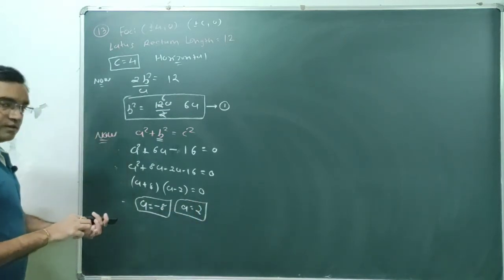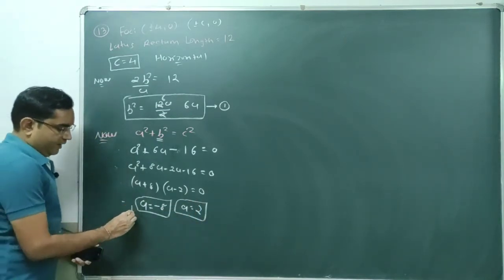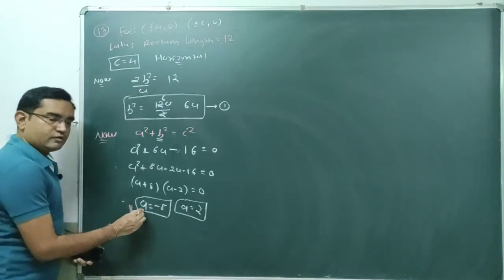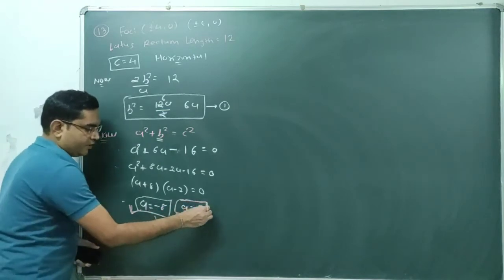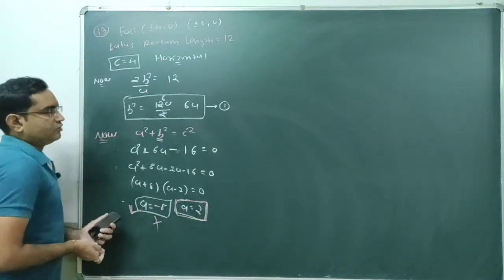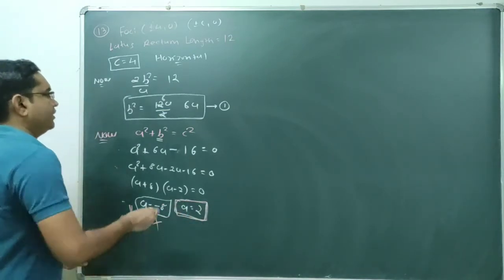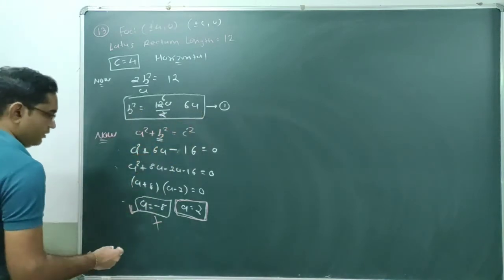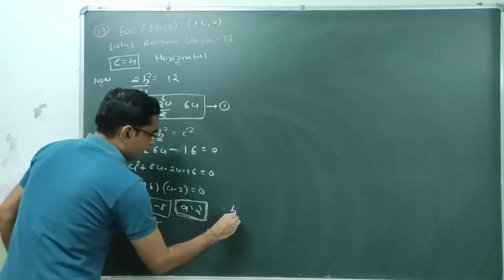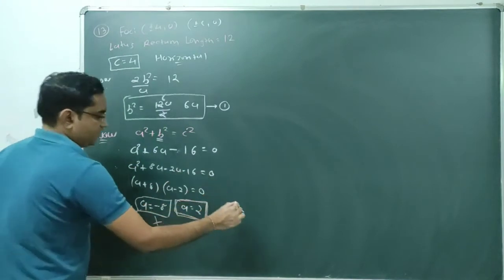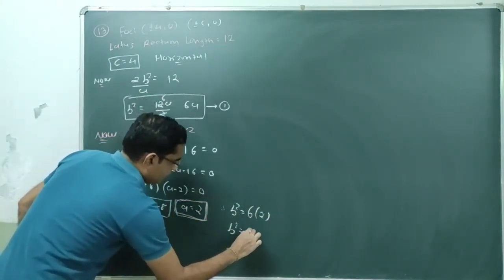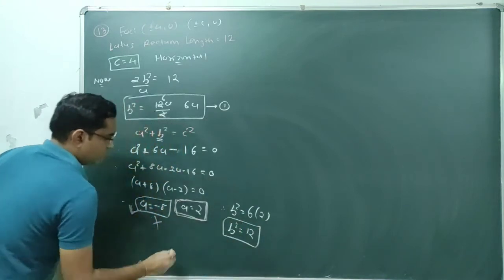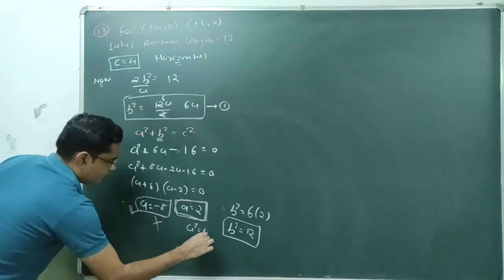Again, a is the length of semi-transverse axis, which cannot be negative, so this is not possible. Only possible value of length is a equal to 2, so put this a equal to 2 here, so we are getting the value of b, so therefore we are getting b square equal to 6a, a is 2, so b square is 12, b square is 12 and a square is 4.